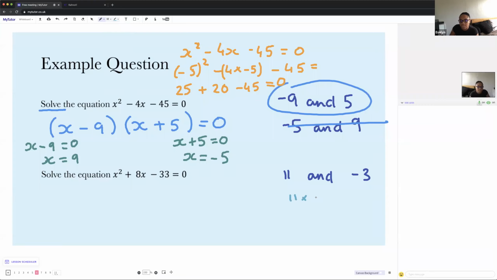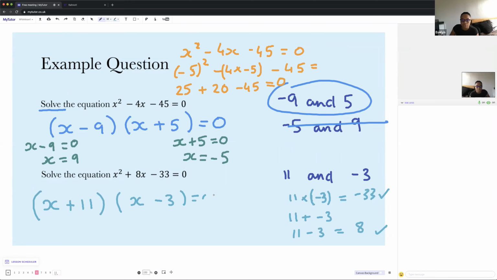So 11 times minus 3, I'm going to put that negative in brackets, equals minus 33. So that's the first thing done. And then 11 plus minus 3. Now plus and a minus makes a minus. So that's 11 minus 3 equals 8. So we've got our two numbers. Now, the next thing to do is just put those numbers into the brackets. So we've got a positive 11, so that's x plus 11, and we've got a negative 3, so that's x minus 3. That equals 0.